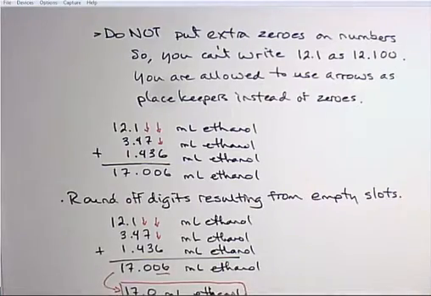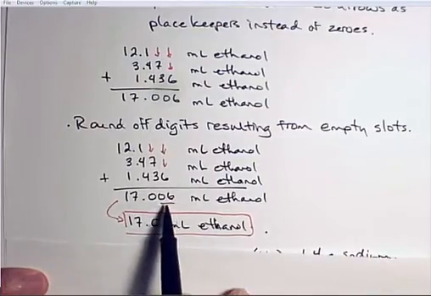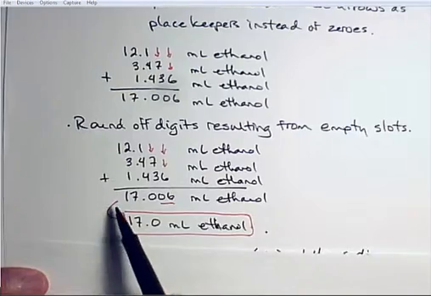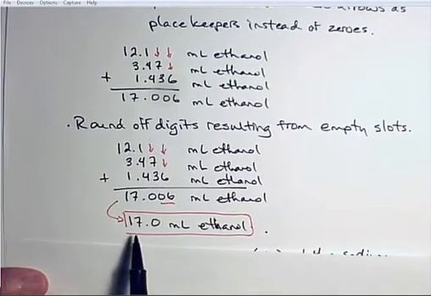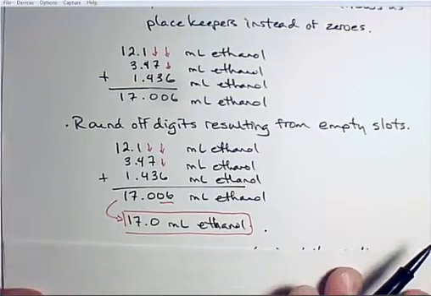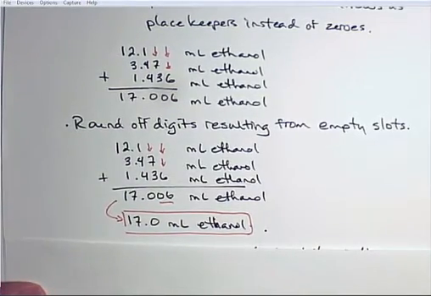So the way I do that is just like this, like we did before, okay? We've got the empty slots there. We underline the insignificant digits where the empty slots exist. Use an arrow to show a rounding off. And the answer becomes 17.0 milliliters of ethanol. And that 0 stays because it is significant. Okay? We keep that 0. That's a significant 0.